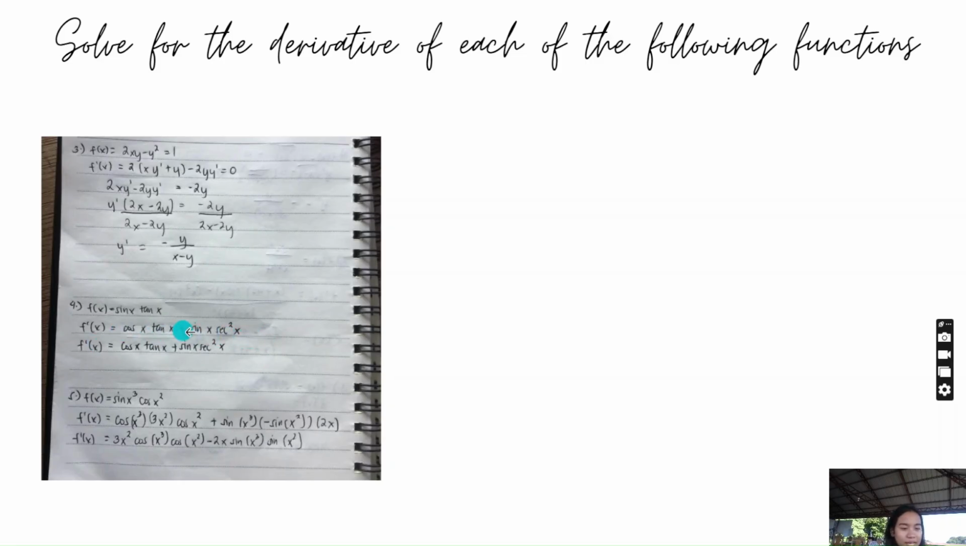So since we find nothing else to multiply or have common to be multiplied, we will just directly have this as an answer, which is cos x tan x plus sine x sec squared x.